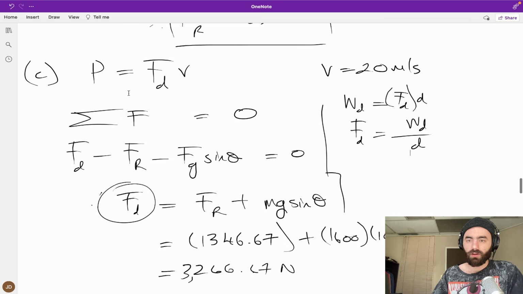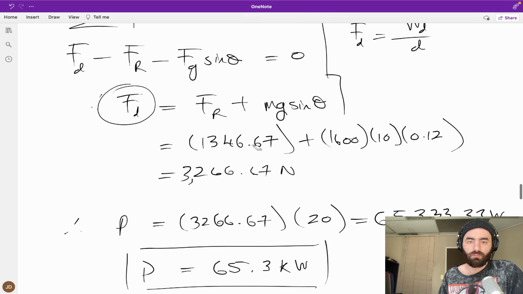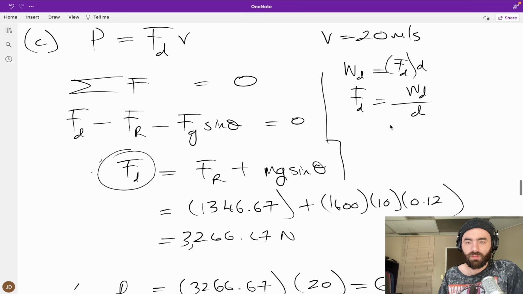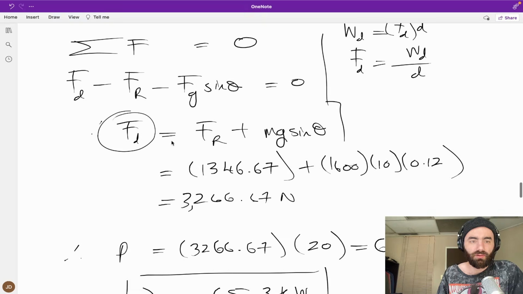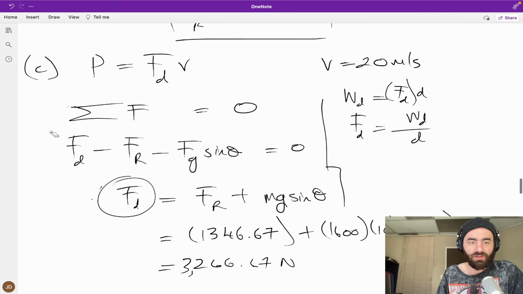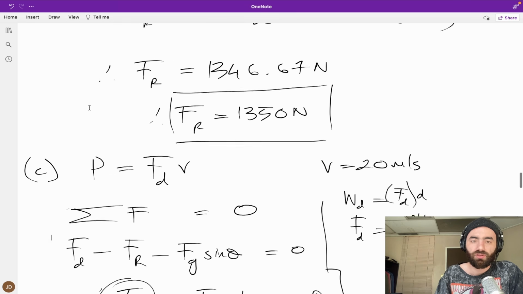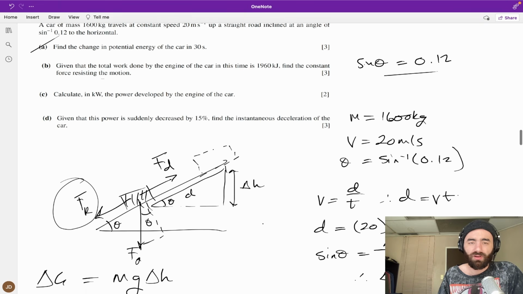There's another way you could have figured it out: get the work done. That's definitely an easier way, but I just want to show you that you can figure it out through the forces as well. This is just crucial. Newton's second law and the work-energy equation are crucial for every single question. You understand those two equations, which I've been through, and you're good for practically everything in this exam.